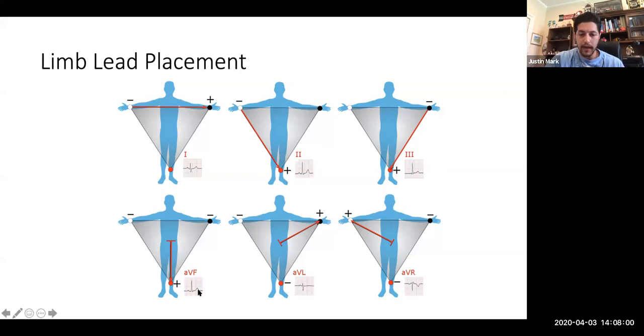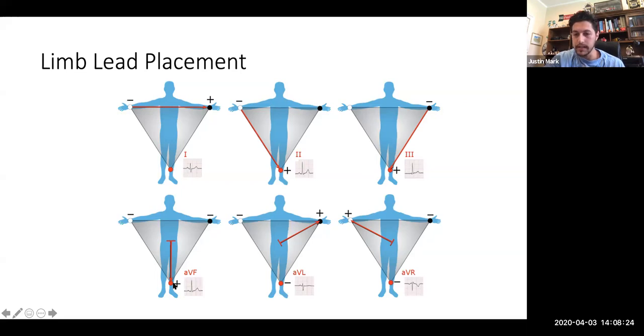When it comes to AVF, AVL, and AVR, the way that I like to think of these, AVF, the F stands for the floor. The AVL, you could think of the L as standing for lateral or left, and the AVR is standing for the right, okay? So as we can see here, the AVF is moving down towards the floor or down towards your foot.